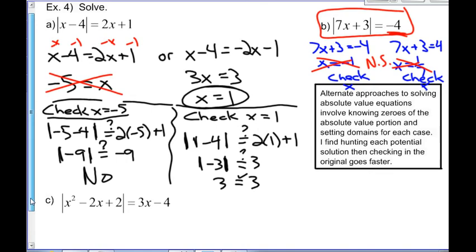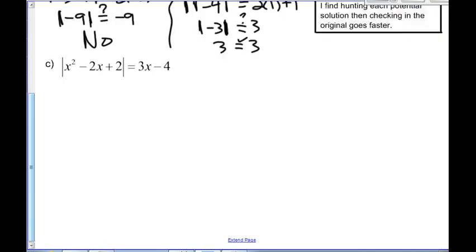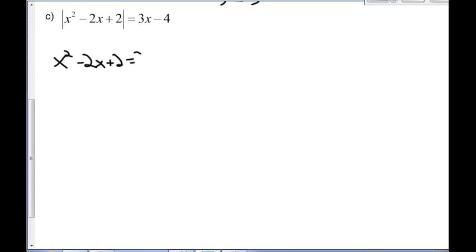Some of the longest, but not necessarily most difficult questions are the absolute value quadratic equations. So here I've got the absolute value of x squared minus 2x plus 2 equals 3x minus 4. The process is just the same here, though. Either the absolute value signs did nothing, or they did something.